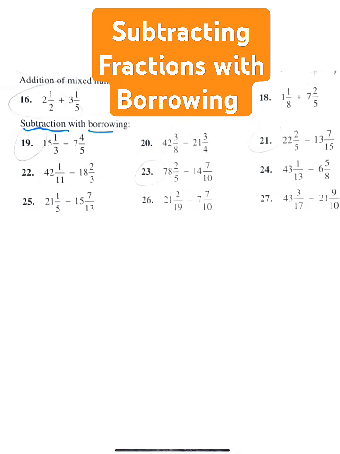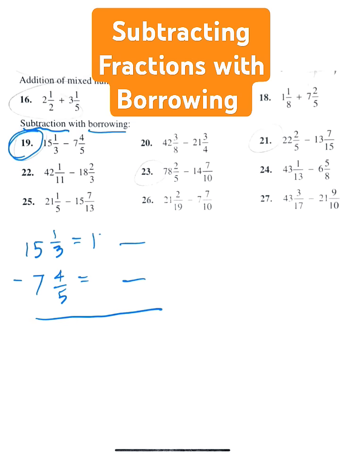Example of subtraction with borrowing. Here I have 15 and 1/3 minus 7 and 4/5. So my first step is going to be finding a common denominator. We learned in lesson 1A, my common denominator is going to be 15 in this case.